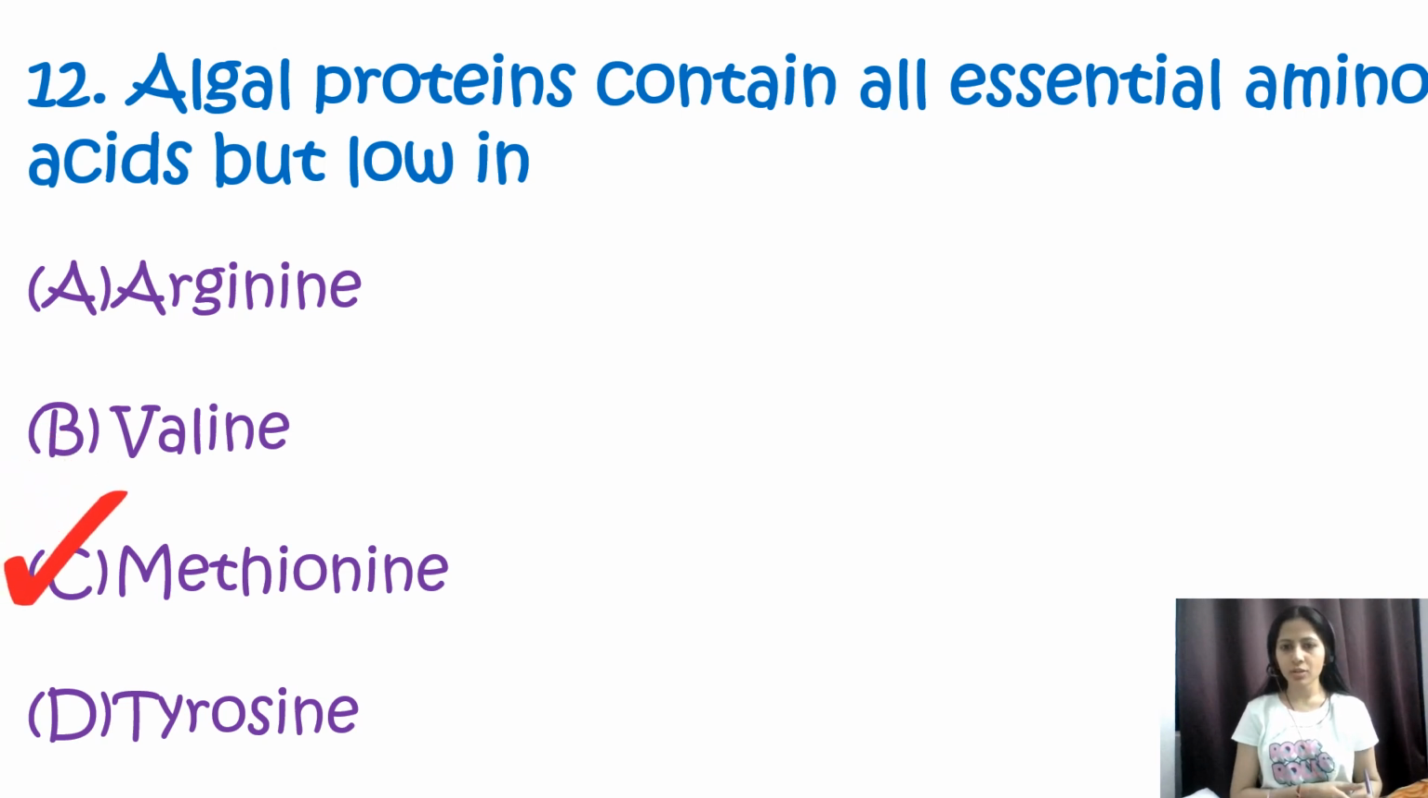We know that methionine is an essential amino acid and it plays an important role in protein synthesis and metabolism. So while algal protein may contain a sufficient amount of all the other essential amino acids, for example arginine, valine or tyrosine, it is deficient in methionine as compared to other animal based food products. So over here my correct option will be option number C, that is methionine.